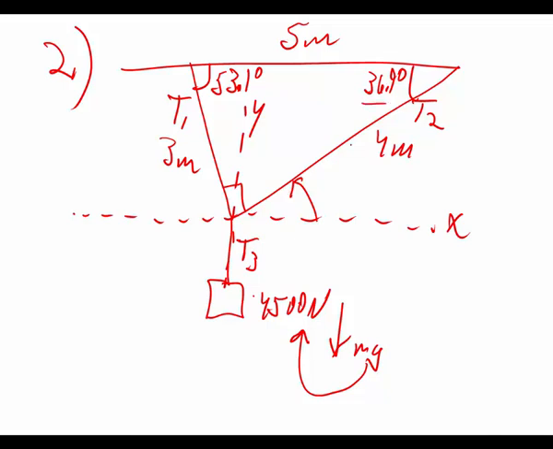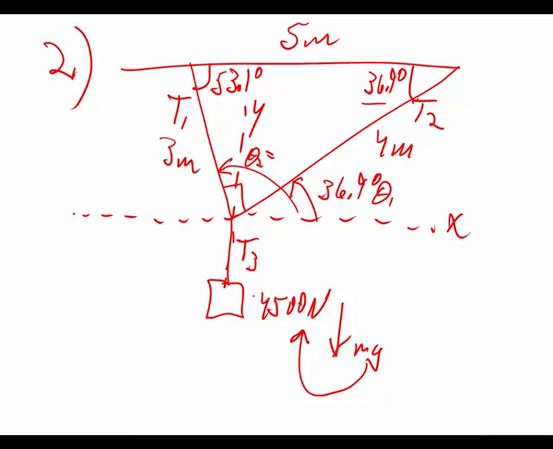If this angle is 36.9 degrees, guess what? That angle is 36.9 degrees. How do you know that? Geometry. Now we have to label this angle right here. We'll call this theta 1, and we'll call this theta 2 if you want to. It doesn't matter how you label them.